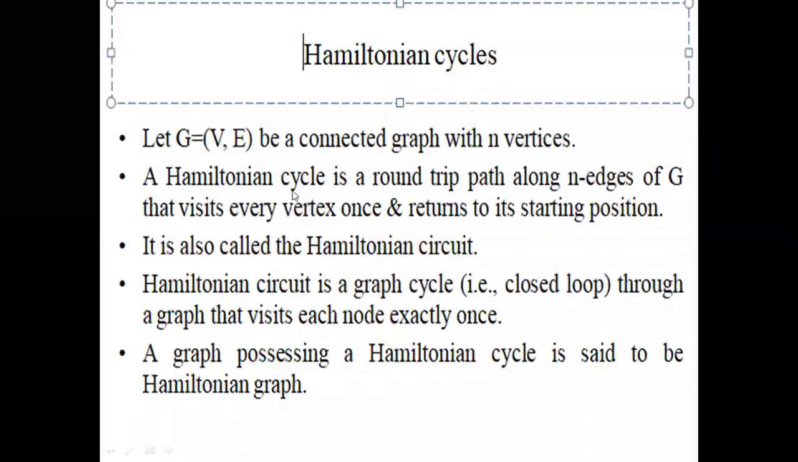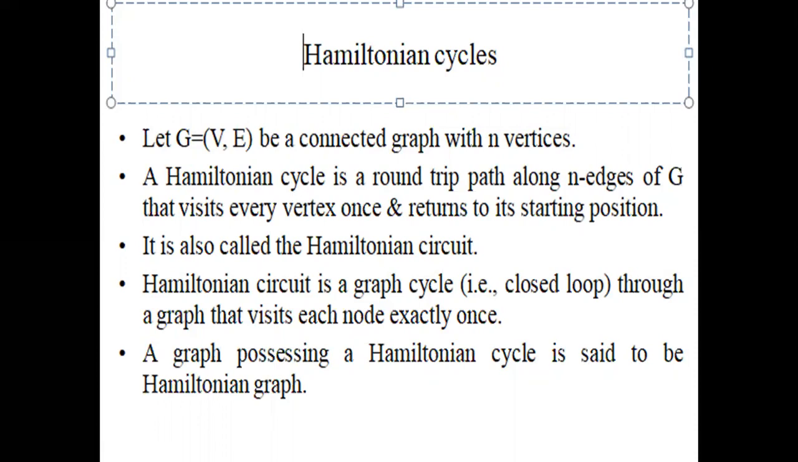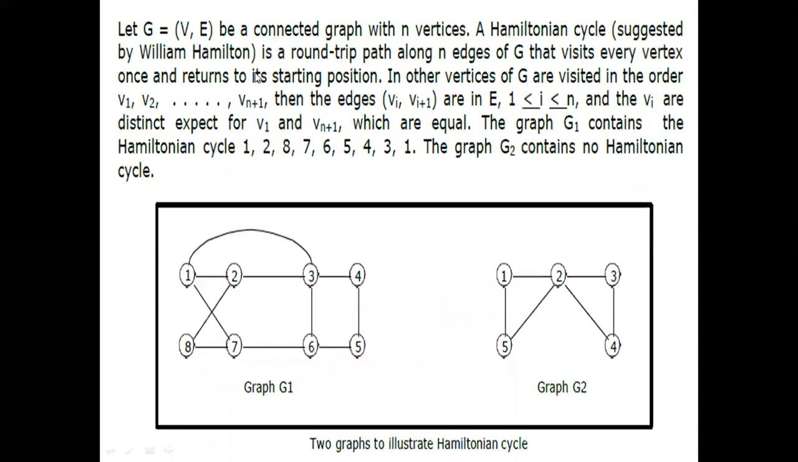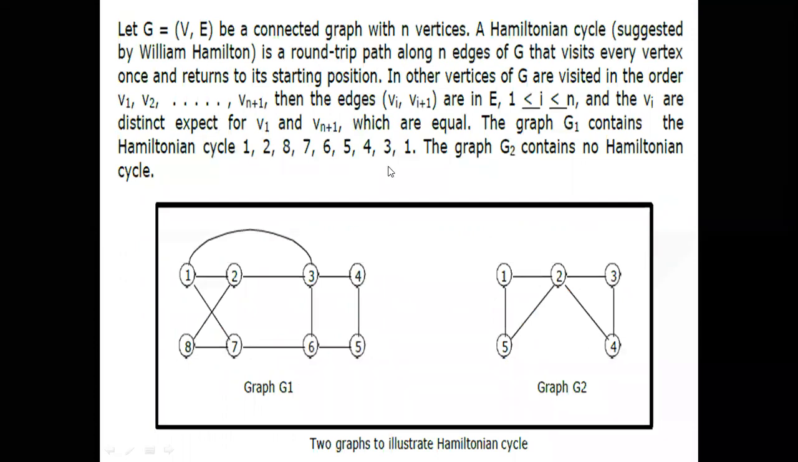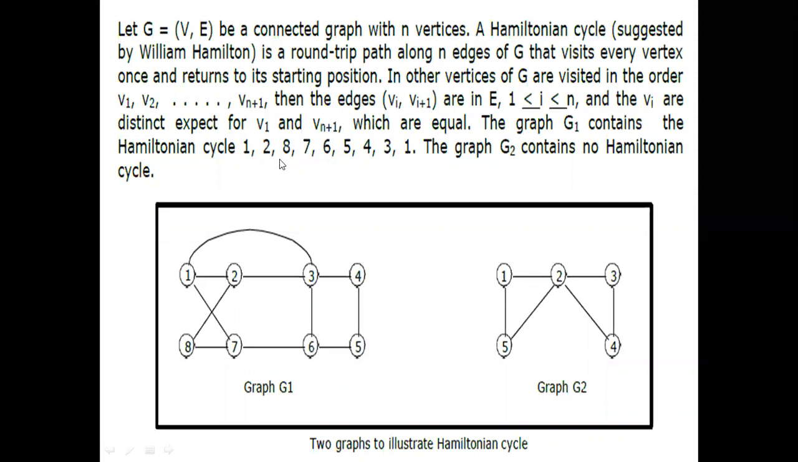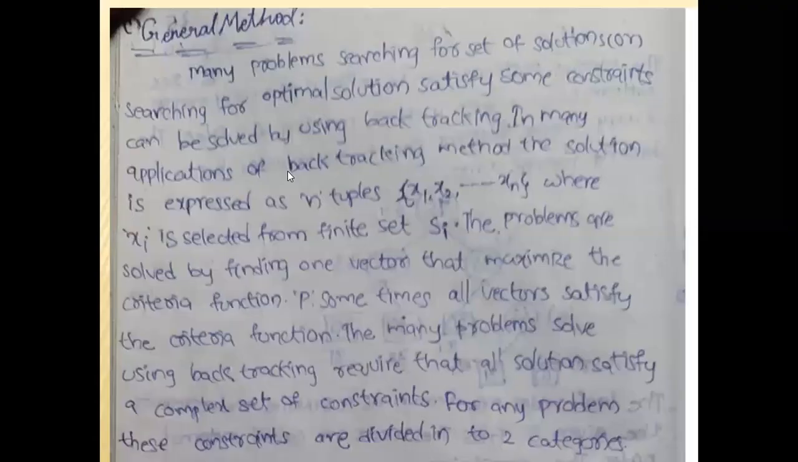Next, the fourth one is the Hamiltonian cycle. A Hamiltonian cycle is a round trip path. That is, each vertex is visited exactly once and the path ends with the same vertex. Suppose you are starting at the first vertex, you end at the first vertex. Suppose you are starting at the second vertex, you end at the second vertex.